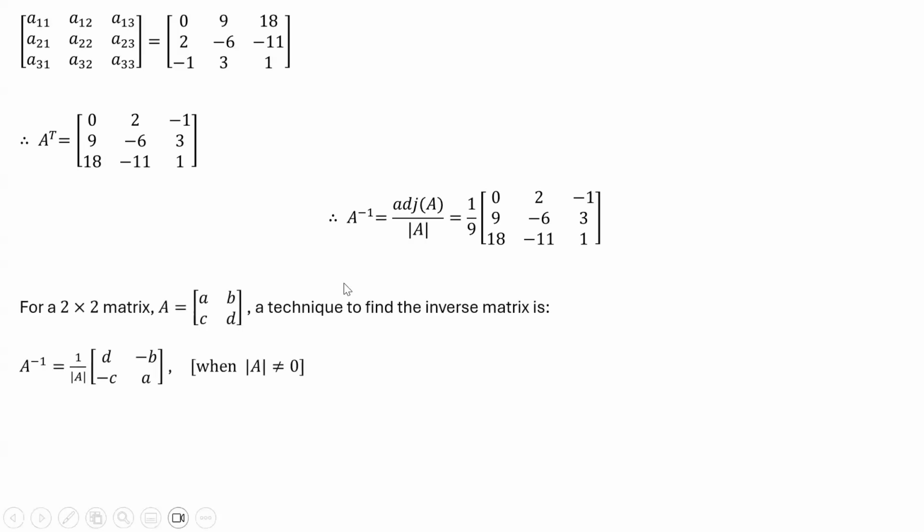Now, there's a short technique. For example, if there is a 2 by 2 matrix, A, B, C, D, any matrix, and you want to find the inverse matrix of that. So that's the technique. So 1 divided by the determinant of that matrix. And on the bracket, so this D will go up here, minus B, minus C, and A.